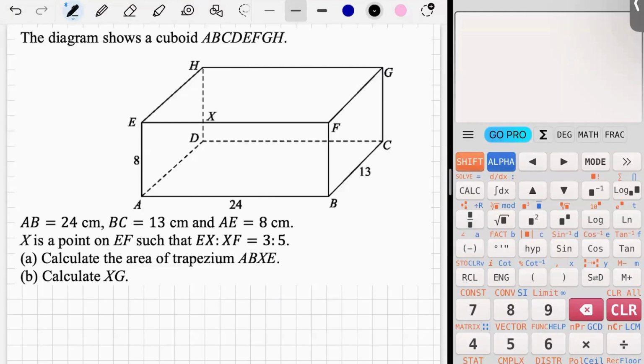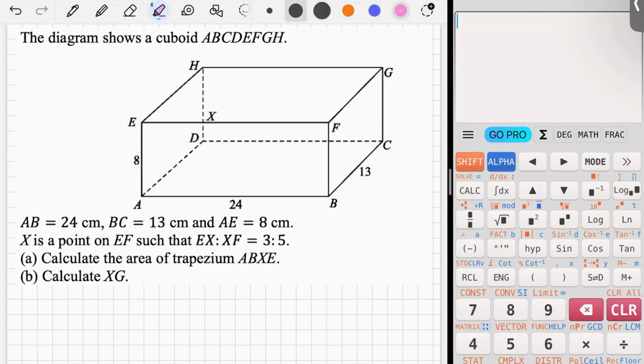Okay, let's look at our 2022 paper 2 question 7. All right, this is a three-dimensional trigonometry. Every time we have a three-dimensional trigonometry, the thing that should come to your mind is you want to find a right angle triangle. So we aim to always look for right angle triangles from here.